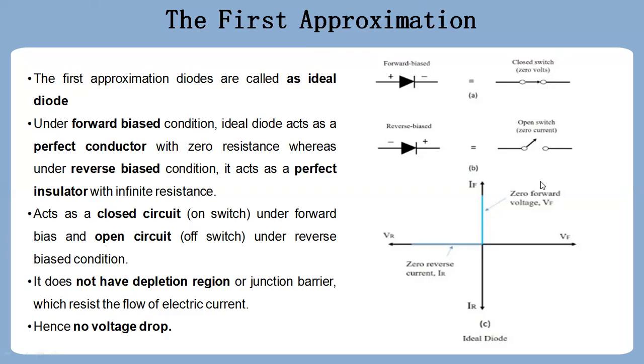Here, we are not considering any depletion region or junction barrier across our diode, which resists the flow of electric current. So during forward bias, we will be getting the output current, whereas during reverse bias, as it is acting as an open switch, we are not getting any output current. So this is the VI characteristic of our first approximation, or we can say it is the VI characteristic of an ideal diode.